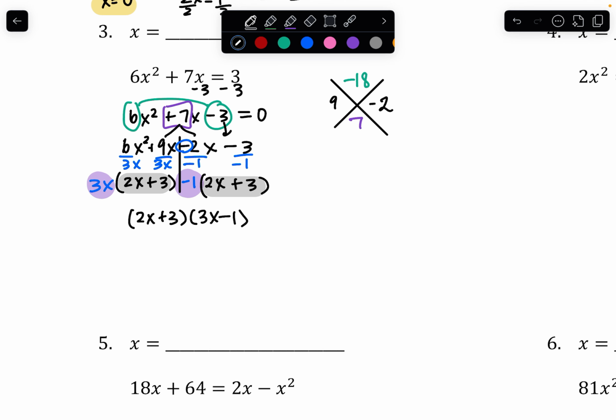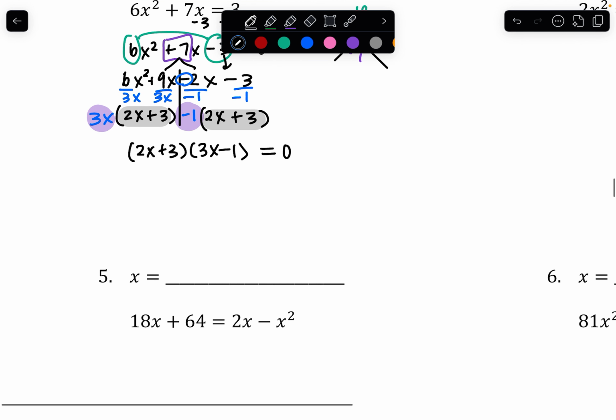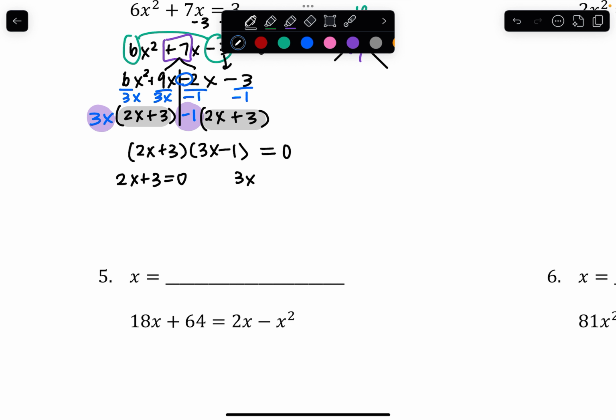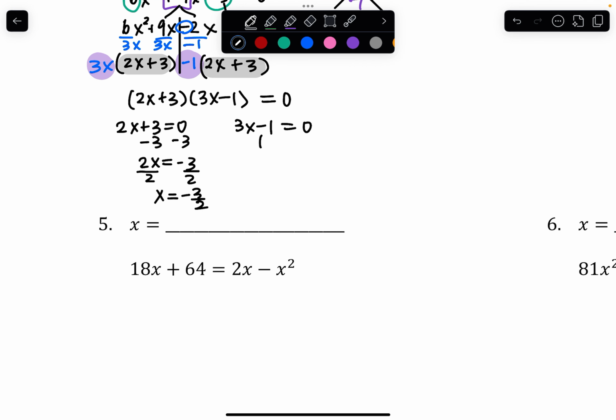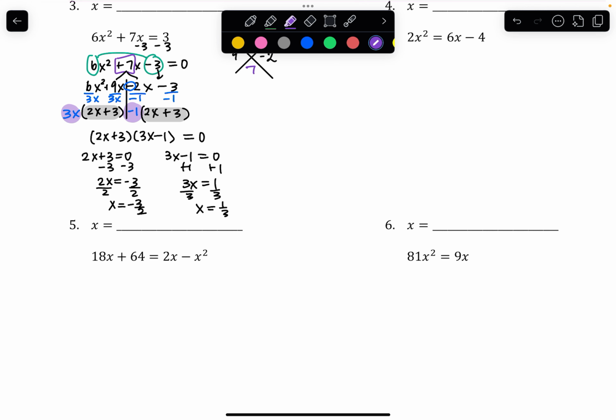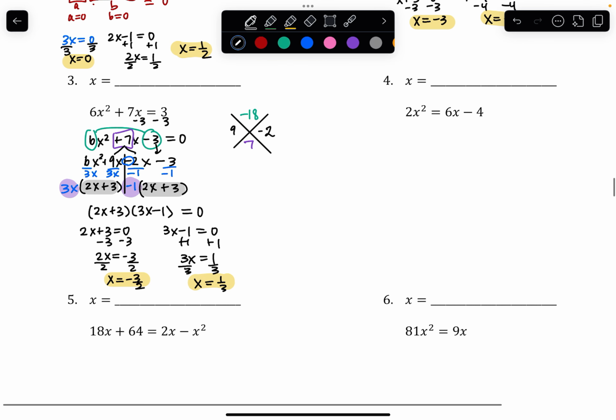Okay, and so remember, all this was equal to 0. So by the zero product property, either 2x plus 3 is 0 or 3x minus 1 equals 0. Subtract 3, divide by 2. We get x equals negative 3 halves. Add 1, divide by 3. We get x equals 1/3. Okay, and so my solutions are 1/3 and negative 3 halves.